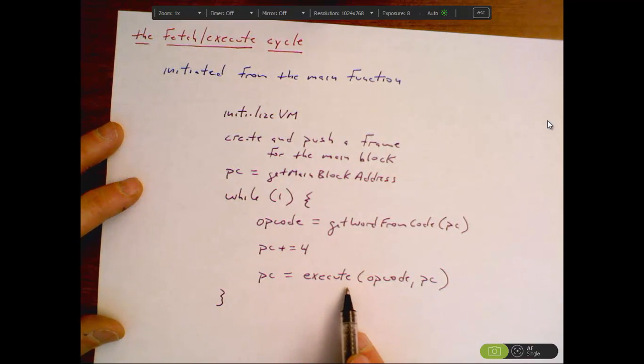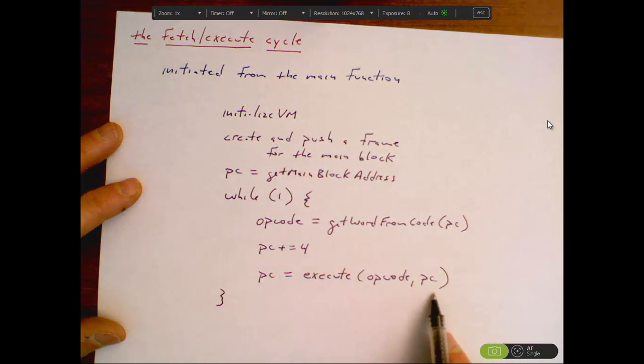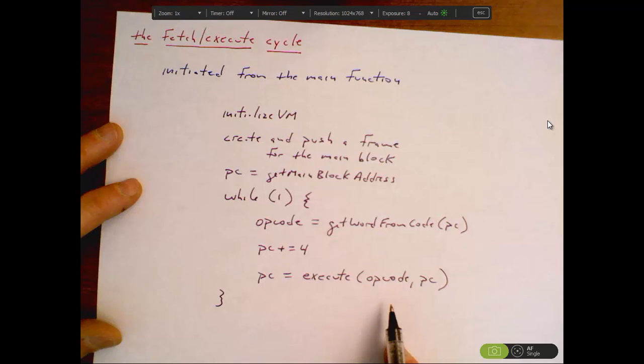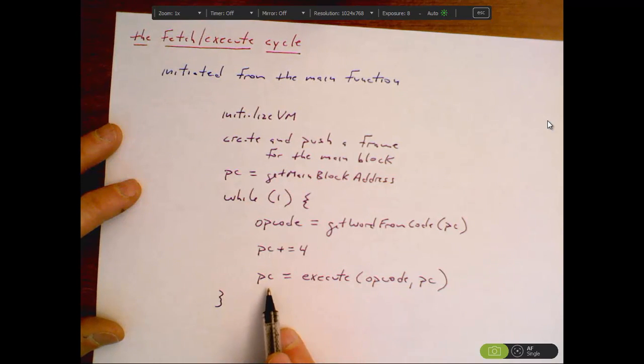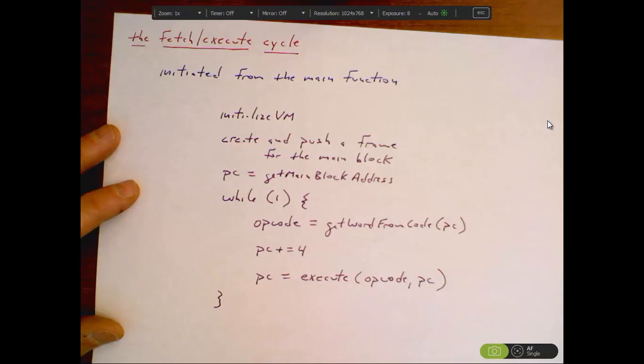Then I'm going to call my execute engine, given the opcode and the advanced PC, which has had 4 added to it. And that will go out and execute the instruction indicated there. It may have to fetch additional words from the memory, as we'll see. And it may update the PC, so the return value of execute will be an updated PC potentially. So for instance, a goto instruction or a method call instruction will change the PC as part of the execution.